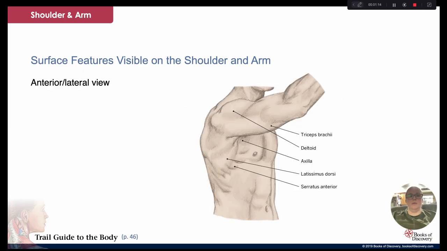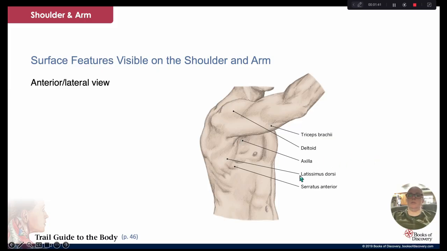All right, so we're looking at the anterior or the lateral view. So this is half front, half side view. There's some muscles you're going to want to get familiar with. So the back of the arm, we're looking at the triceps brachii. This is more of the lateral side of the deltoid. We're going to refer to the armpit area as axilla.